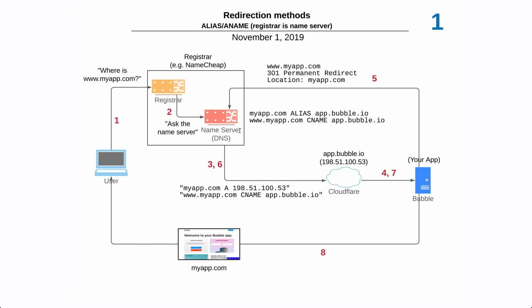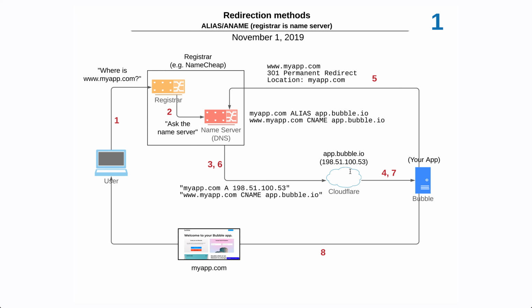That will go back to the name server again. Now here you have typed in myapp.com alias app.bubble.io, but the user's computer, when they make that request, hears back myapp.com A record with an IP address that points to a Cloudflare server.